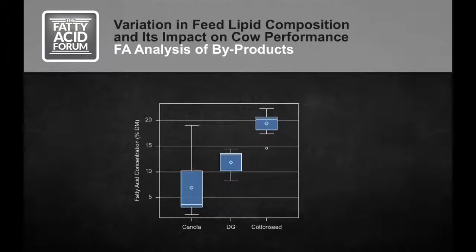Next we looked at some different byproducts, in this case canola meal, distillers grains and cottonseed. This plot is using the same format. And for cottonseed we saw a variability of anywhere from 17 to 24% fatty acids on a dry matter basis. For distillers grains, it's about 8 to 15%, so slightly less than the variability we saw in the previous data set for distillers I showed you. But most interesting was the canola meal here that ranged anywhere from less than 2% all the way up to about 19% fatty acids on the percent dry matter, so wide variation there. And across all of these there's still considerable variation.